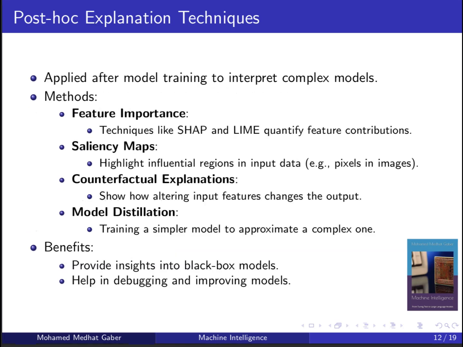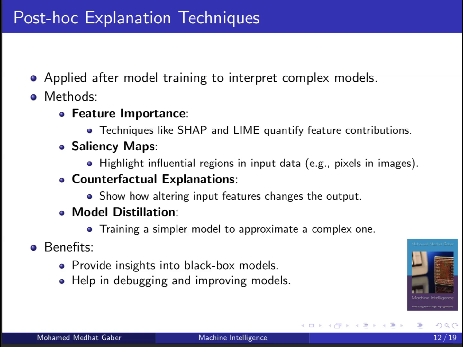When inherently interpretable models are insufficient for the complexity of a task, AI practitioners often turn to more complex models like deep neural networks, which are typically less transparent. To address the need for explainability in such cases, post-hoc explanation techniques are employed. These methods are applied after model training to interpret and explain the predictions of complex, black box models.